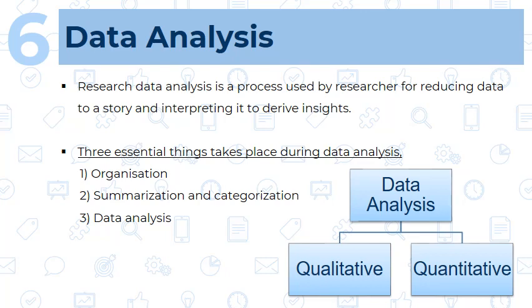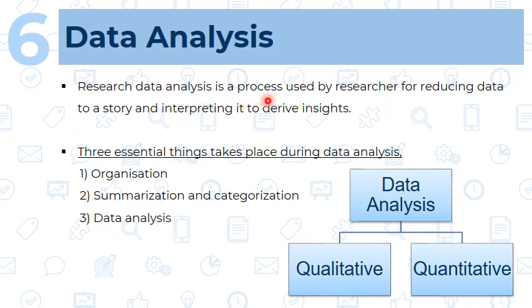After data collection, there is a sixth step, that is data analysis. Whatever data we have collected, we are going to analyze for the judgment of the research. Research data analysis is a process used by the researcher for reducing data to a story and interpreting it to derive insight. What is the purpose of the analysis? To make the interpretation. Means whatever hypothesis we made at the initial stage, we are going to test that hypothesis with the analysis of the data.